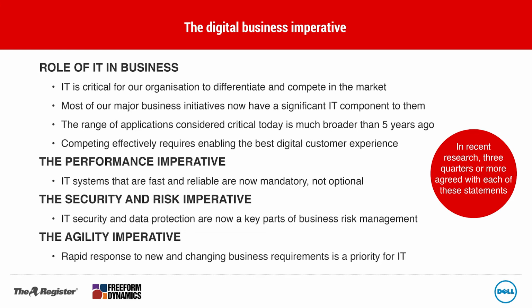That's the performance imperative. IT security and data protection are now key parts of business risk management. A lot of these things now are discussed at board level because the IT component of our business operations is so visible, and we're so sensitive to it now that we need to take care of that, with everything being more connected. And then that last one, rapid response to new and changing business requirements as a priority for IT. We hear that pretty much across the board, the agility imperative, as we call it.